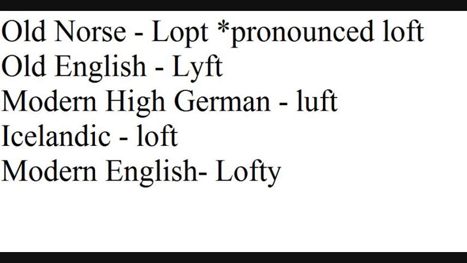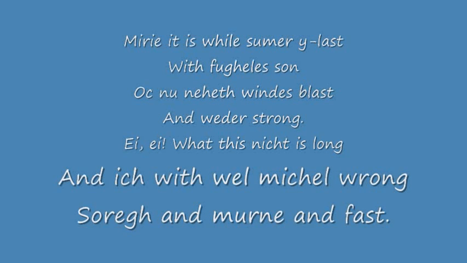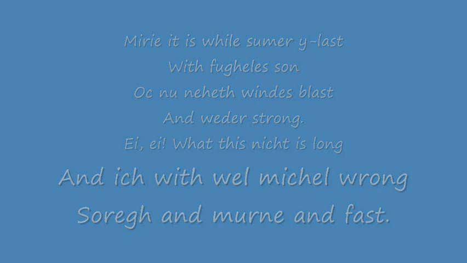Now, the word I in modern English comes from the Old English ich, which is spelled I-C in Old English, but in Dutch it's spelled I-K. Now, the Germans, they say ich, but in some dialects of German they say ich as well, and it's spelled I-C-H in German. And in Middle English, some dialects also used ich, which is spelled I-C-H, the same as in German. If you've ever heard the Middle English song Mir It Is, they used the word ich in there.